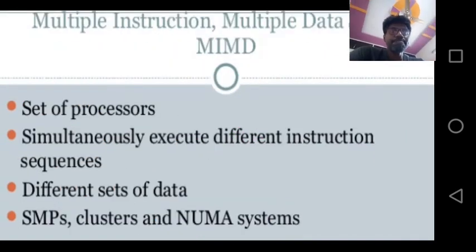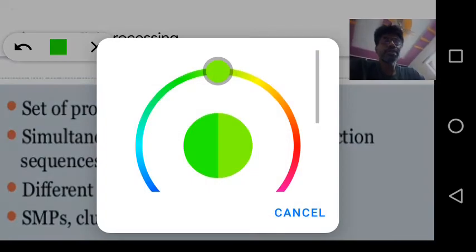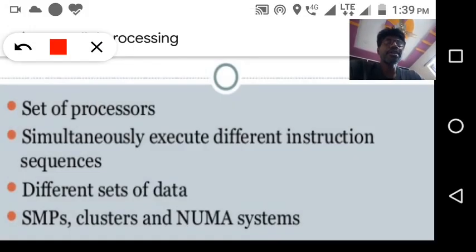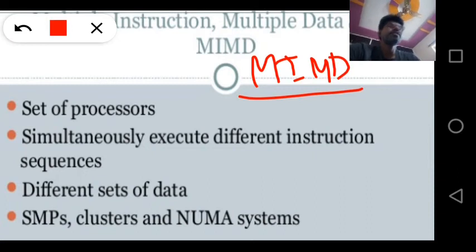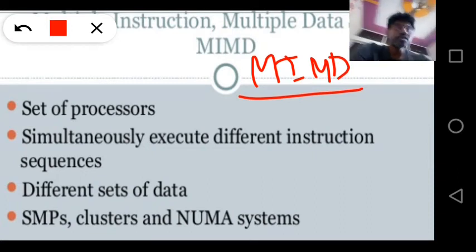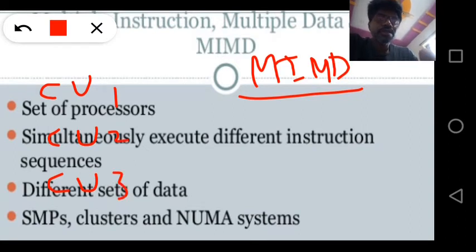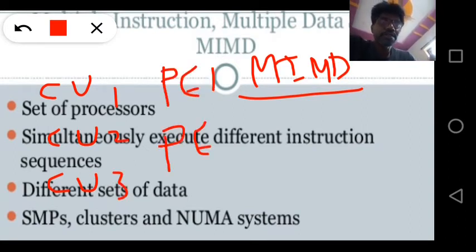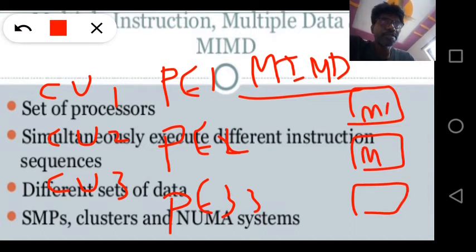Next, another very popular one is multiple instructions and multiple data stream. So multiple instructions and multiple data. So you might have understood that if I have multiple instructions, I have a number of control units, more than one control unit, and more than one processing element. Since this is multiple, the memory is divided into multiple memory units. So everything is multiple here.